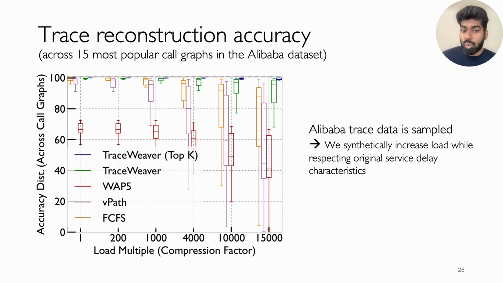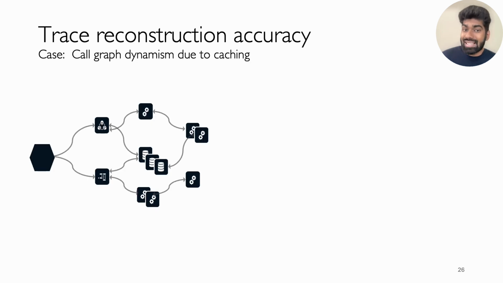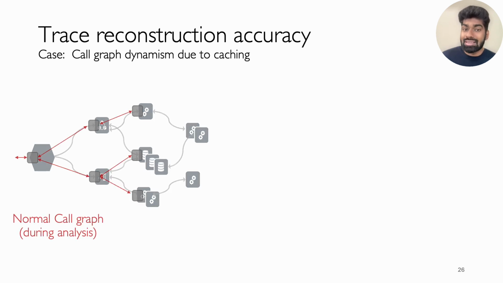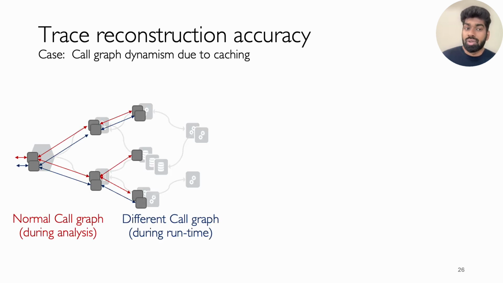Now, as far as the results go, you see a similar degradation in accuracy as load increases for all the techniques, but TraceWeaver is still able to get usefully high accuracy, which can be utilized for many use cases, as we will show. We also evaluate in cases where there is call graph dynamism. We define dynamism as the case where there's a discrepancy between the normal call graph we found during analysis and the different call graph we see during runtime.